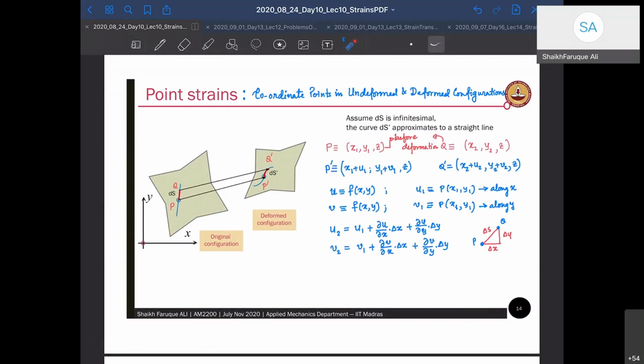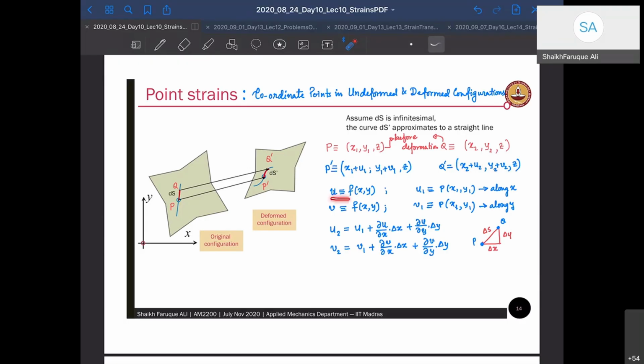Similarly, Q dash will be at X2. Let's say its position is X2, Y2. So it will be X2 plus U2 and Y2 plus V2. So U1, V1 here and U2, V2 there. I don't know the relationship between U1 and V1 right now, but I have to find it to find out what is the strain in the material.